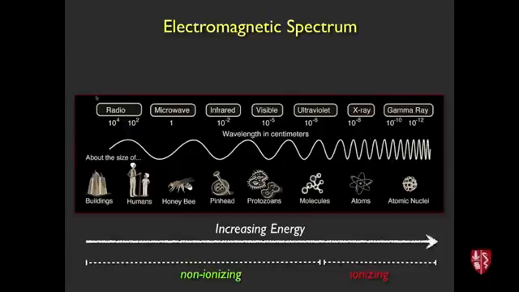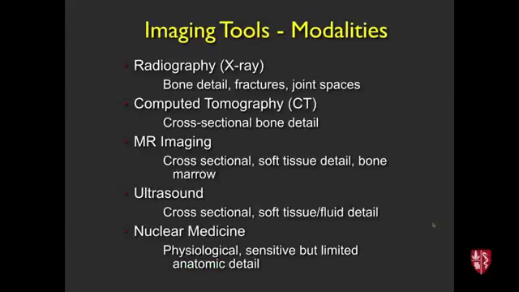So radio waves are low energy waves all the way up to things like X-rays and gamma rays, higher energy. And of course, we need to think about what's safe in the non-ionizing range versus the ionizing range when we think about applying this to patients. So that's what that's about, and I'll show where these different things lie as we go through.